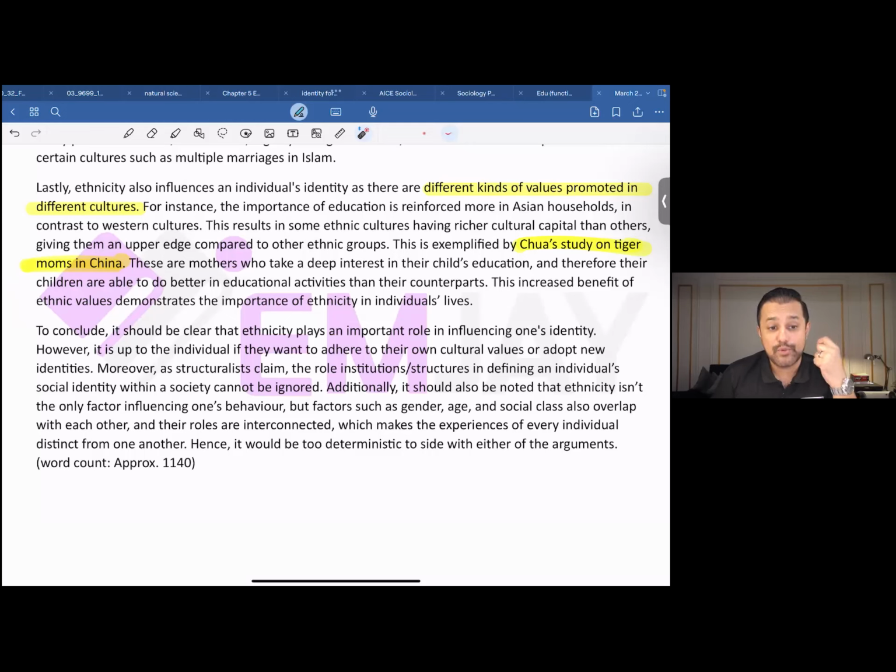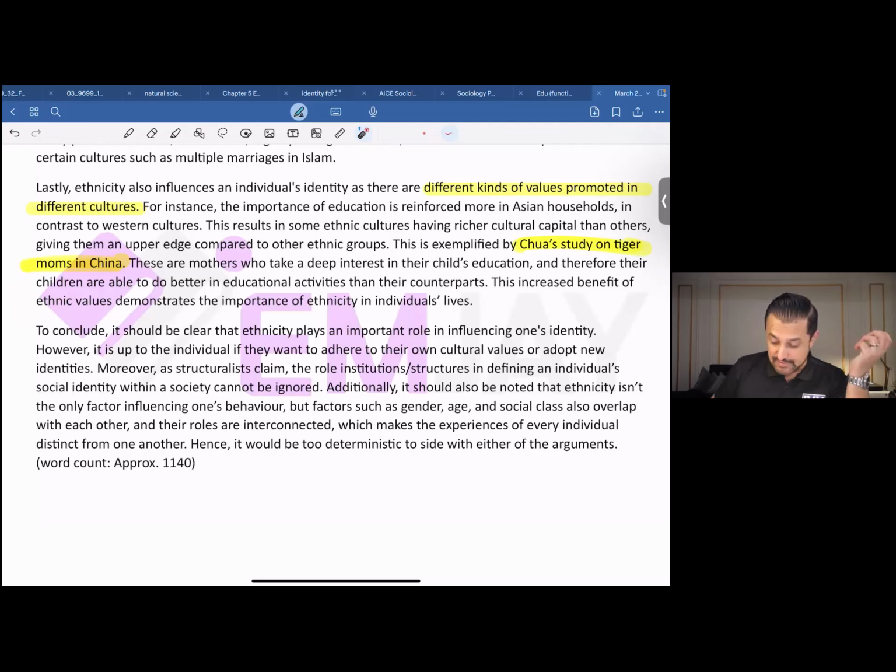However, it is up to the individual if they want to adhere to their own cultural values or adapt to new identities. Moreover, as structuralists claim, the role of institutional structures in defining an individual's social identity within a society cannot be ignored. So you're writing down both the sides, right? An analysis over here. Additionally, it should also be noted that ethnicity isn't the only factor influencing one's behavior, but factors such as your gender, your age, your social class also overlap with each other and their roles are interconnected, which makes the experience of every individual distinct from one another. Hence, it would be too deterministic to side with either of the arguments.